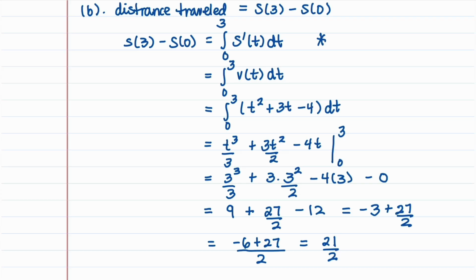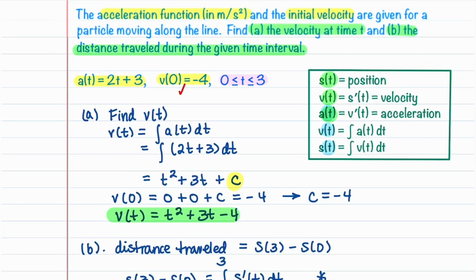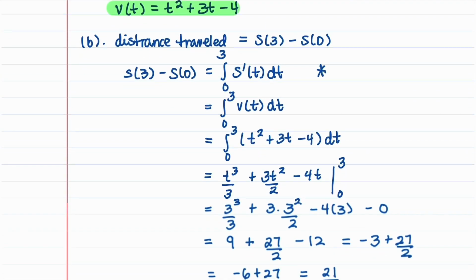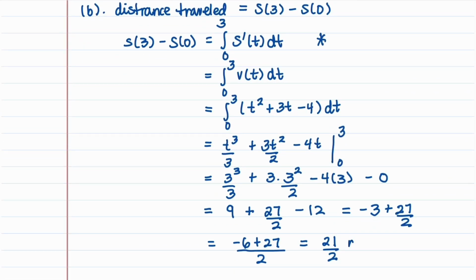divided by 2, and we need to put units with that. If we go back up to the top, we were told that our acceleration is meters per second squared. So that means that our distance is in terms of meters. So our distance traveled is 21 divided by 2 meters.